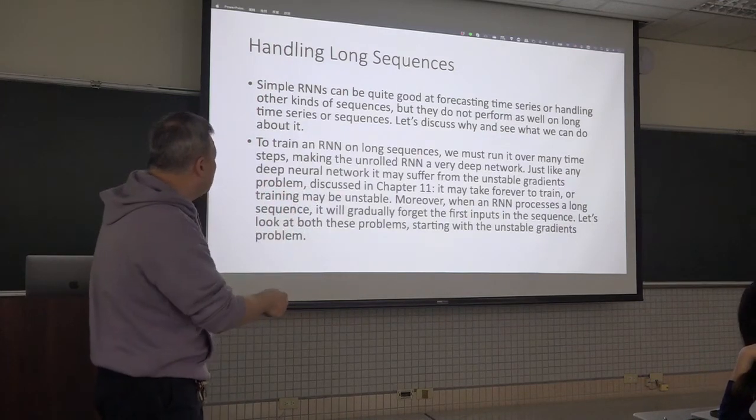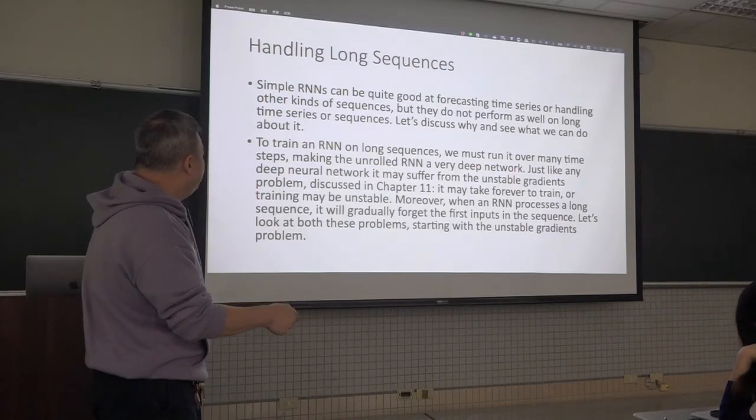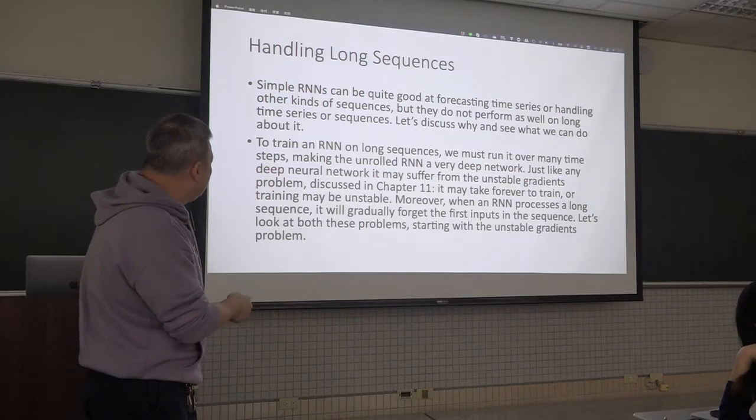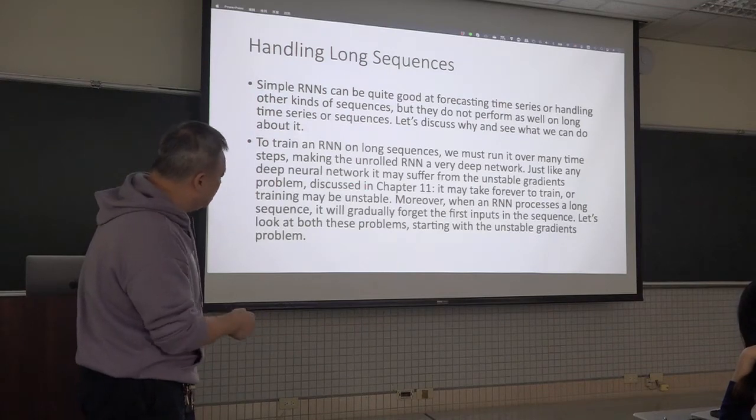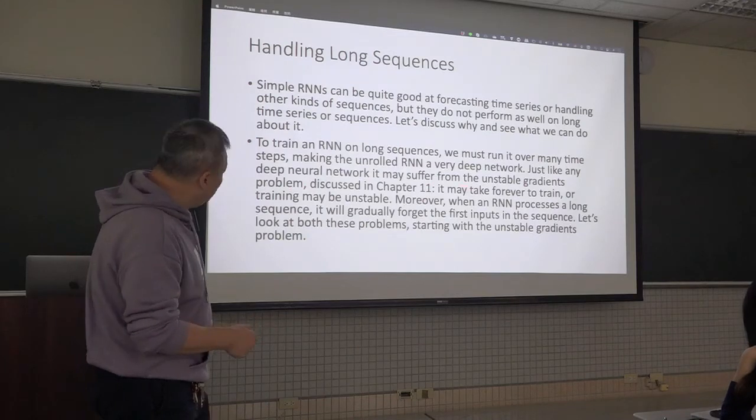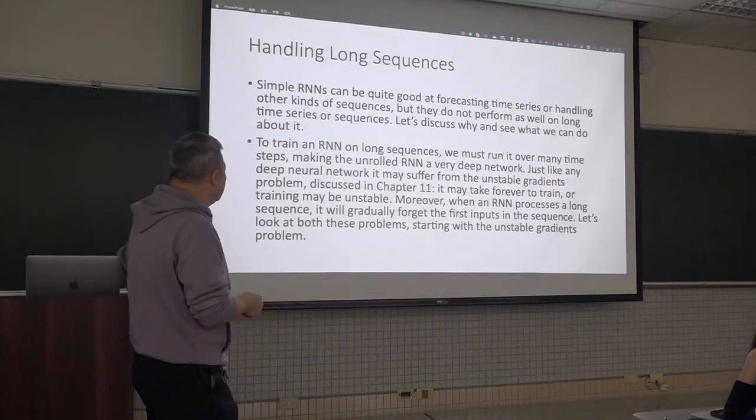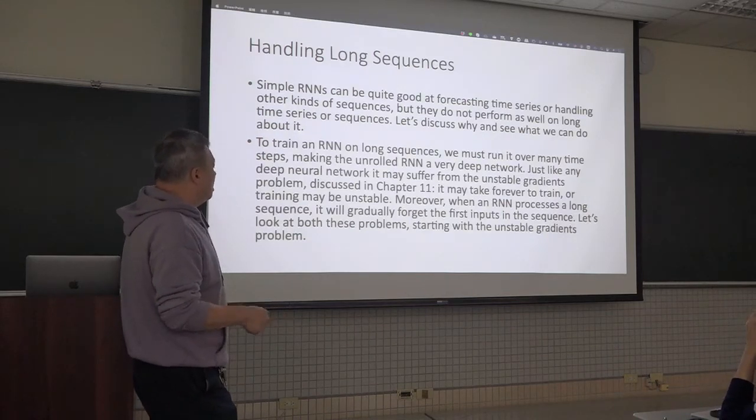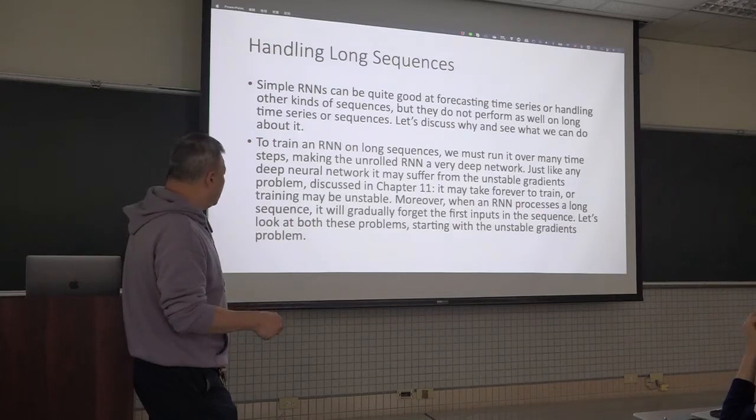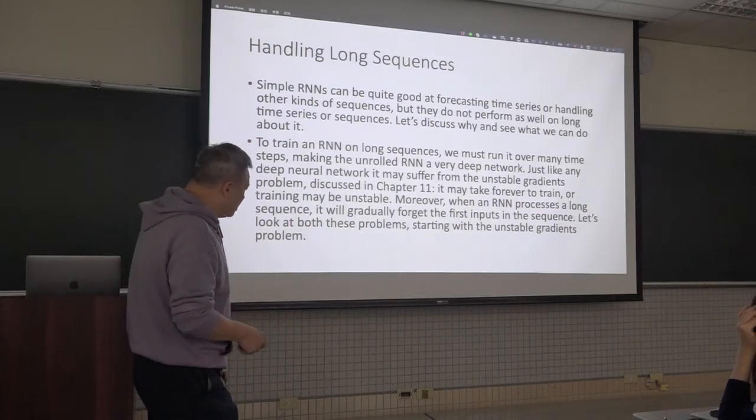But the issue is, like any deep neural network, it may suffer from the unstable gradient problem. So this is the first issue. We discussed this issue in chapter 11 and also the solution for that. But for RNNs, there are other solutions available to solve this. It may take forever to train, or training may be unstable.